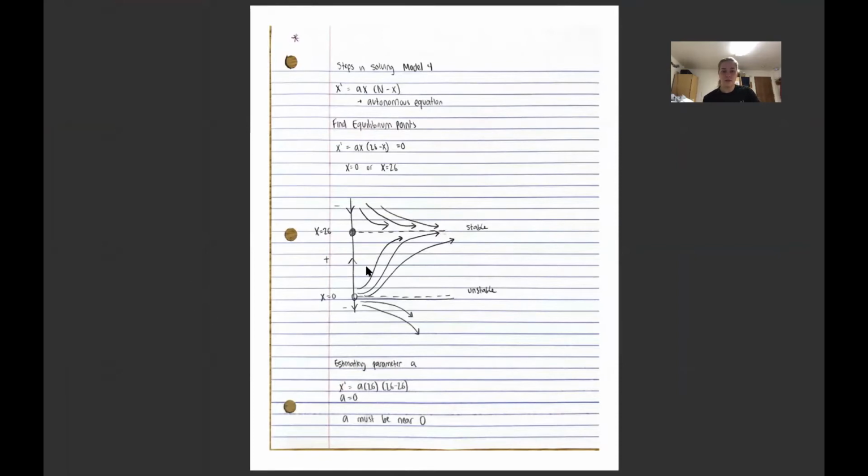And so finding that x equals 26 is a stable equilibrium point, we plugged that back in for x and found that a is 0, which means that our parameter a must be close to 0.